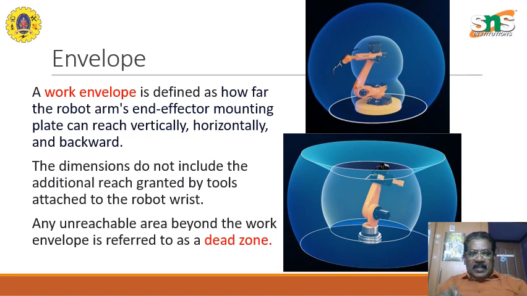Now the dimensions do not include the additional reach granted by the tools, because that would be ridiculous: for certain things, I can have an end effector which is very long or very short. That is customized, so we do not add that. Any unreachable area beyond the work envelope is referred to as the dead zone. So you see the internal movement, or where it cannot reach, those places are called the dead zone.